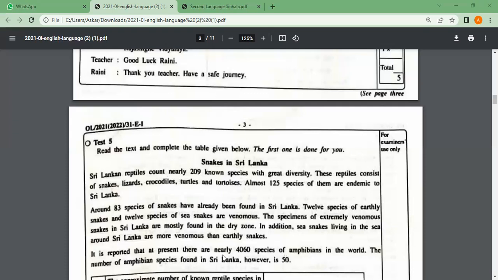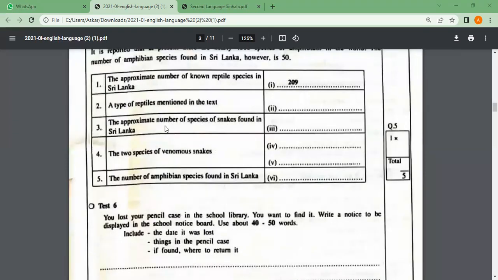So the approximate number of known reptile species in Sri Lanka is 209. A type of reptile is mentioned in the text. We can take it as snake. They are talking mainly about snakes.